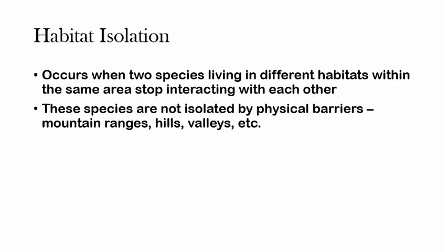The first is habitat isolation. So habitat isolation is when two species living in different habitats within the same area stop interacting with each other. Okay? It's important to know that the species are not isolated by physical barriers. This is important. The species are not isolated by physical barriers. So habitat isolation is actually an example of sympatric speciation. Okay. This is sympatric speciation.